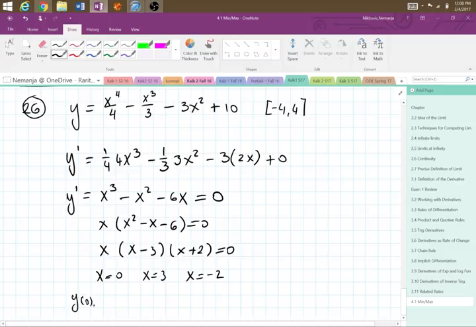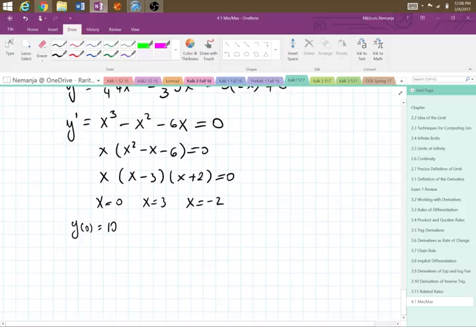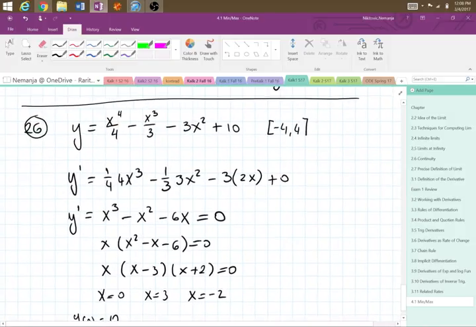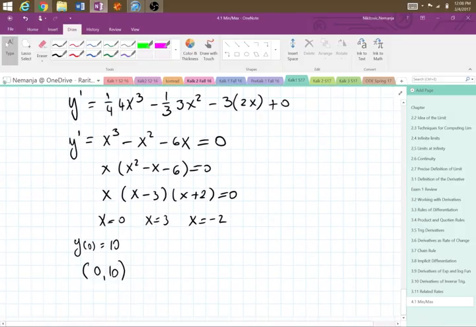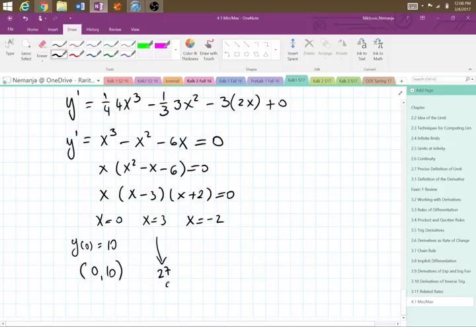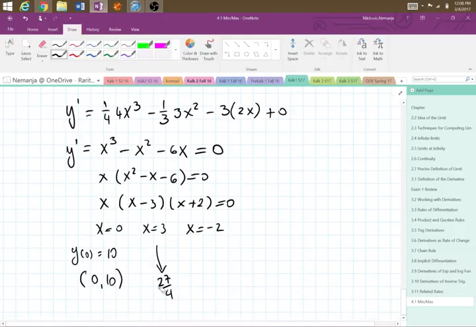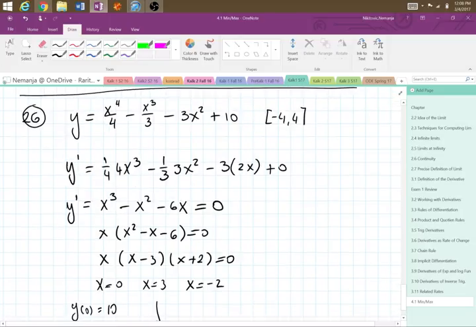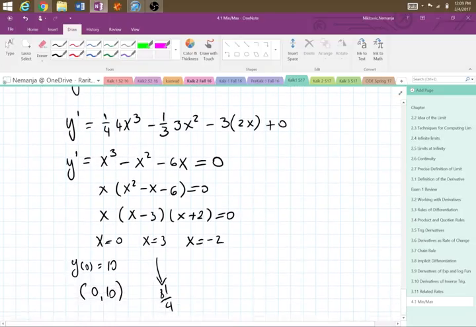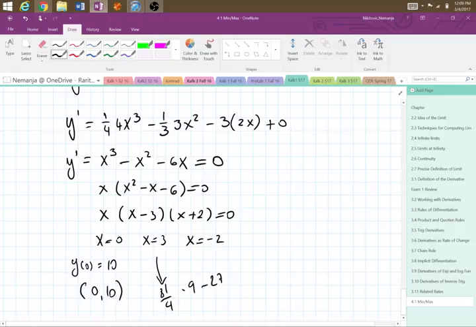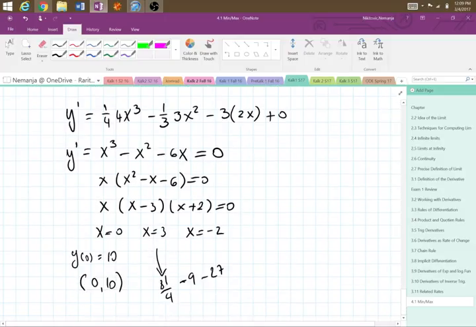So y of 0 is equal to 10, because when you plug 0 in for each x, we have the first point to be 0, 10. Again, I have no clue whether it's a min or a max. I just know that there is something there. Now we plug 3 in. 3 to the 4th, 81 over 4, sorry. 27 over 3, that's minus 9. Minus 27. And then plus 10.